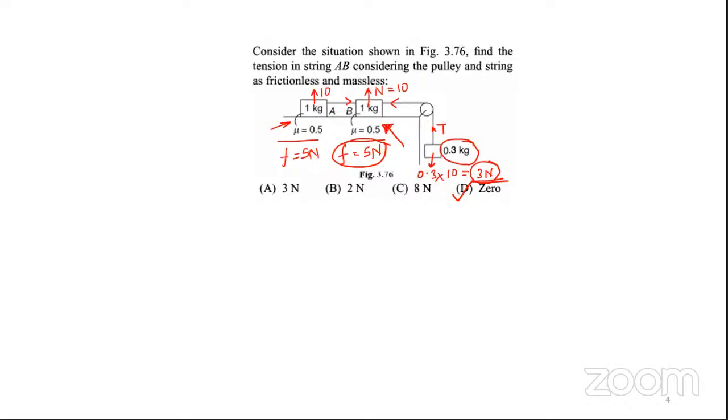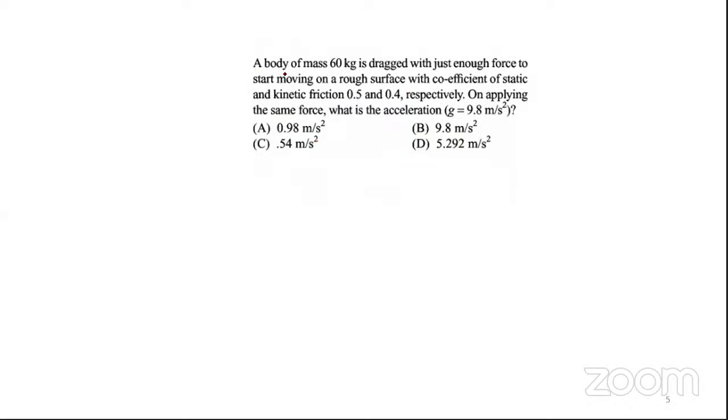Okay. A body of mass 60 kg is dragged with just enough force to start moving on a rough surface with coefficient of static and kinetic friction 0.5 and 0.4 respectively. On applying the same force, that means the force is then continued in the rest of the motion as well. What is the acceleration of the body?